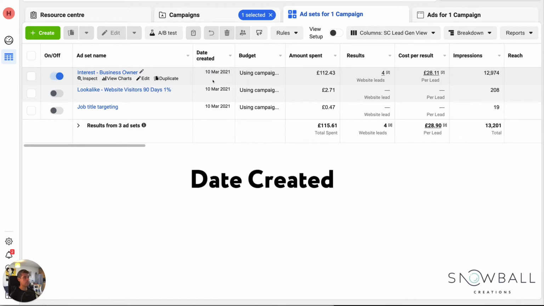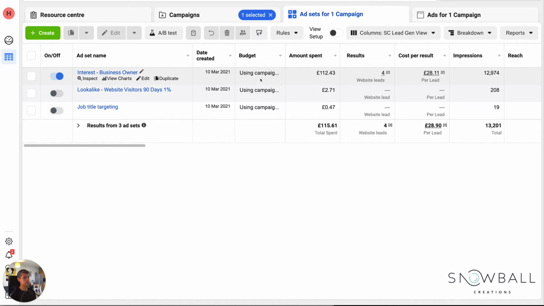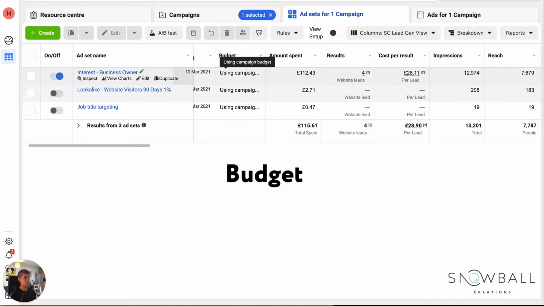When you're turning stuff off and on, you're testing various things to decide, have they had enough time yet? You'll look at things like impressions and amount spent to decide whether they've had enough time. But date created is also important as a kind of clarity check, that maybe it's only been running for 4 days and you're already flipping out that your campaign has not delivered you a great return on investment. The budget: I often use campaign budget personally, but it's also good to have that there just in case you've set it here.